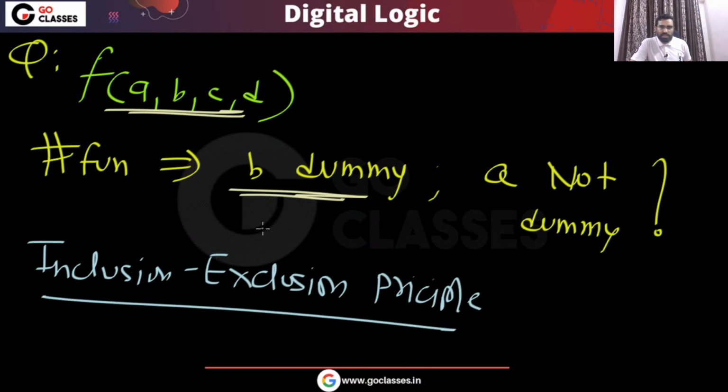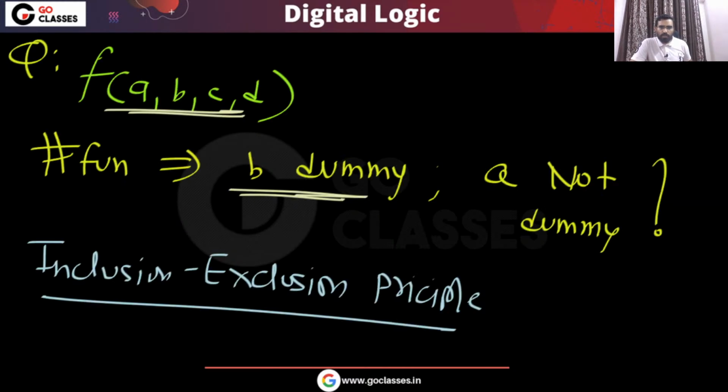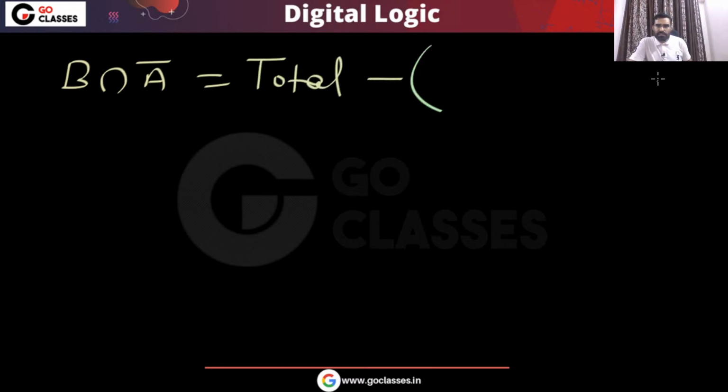So this inclusion exclusion principle you want. What you want is B must be dummy and A must not be dummy. So from the total you can remove something. Something like A intersection B you want, where B is dummy and A is not dummy. That will be the total minus what should be done? From the total, what will you remove? Where A is dummy, or where B is not dummy.